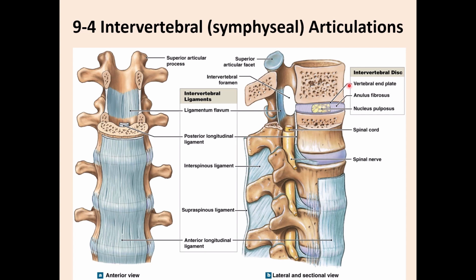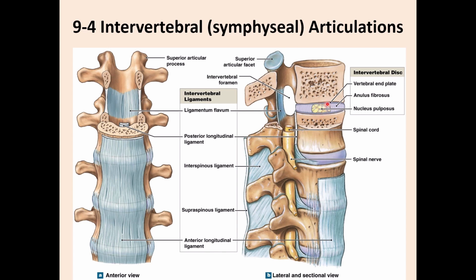One is called the vertebral end plate, which is the hyaline cartilage and attached to the bone of the vertebrae. You have the annulus fibrosus, and this is made of collagen fibers. And the third one is the nucleus pulposus, that is in the middle, that is made of a gelatinous protein.